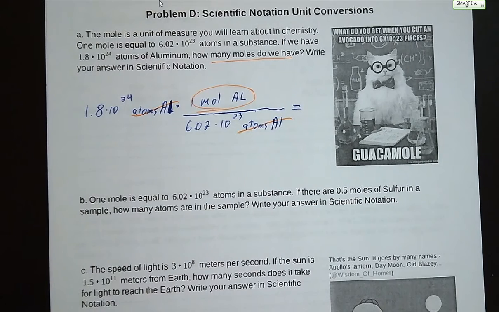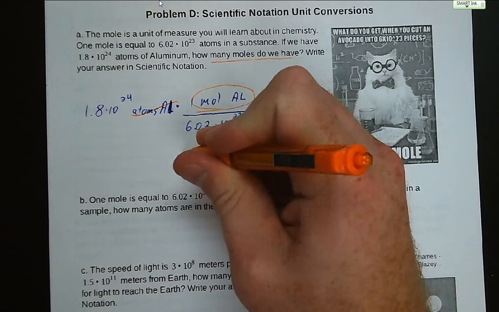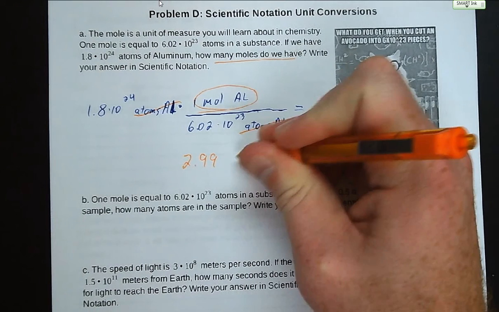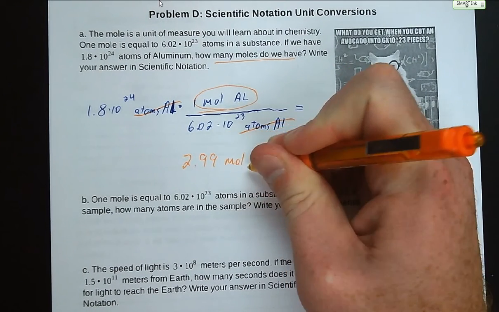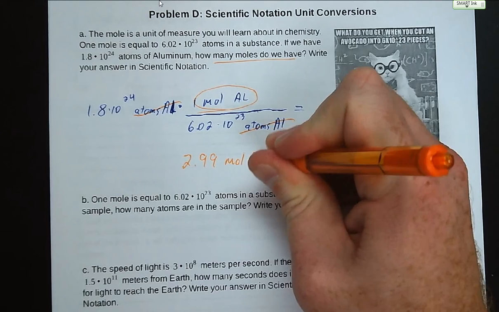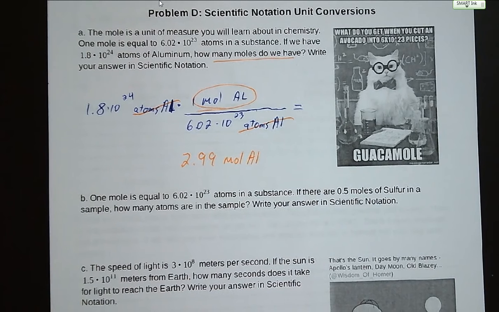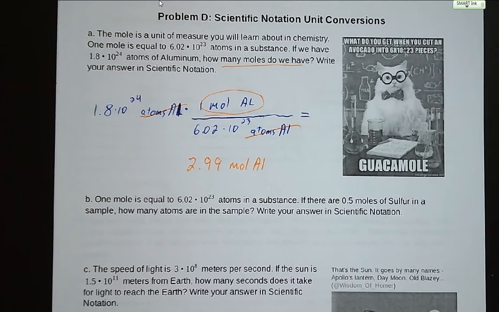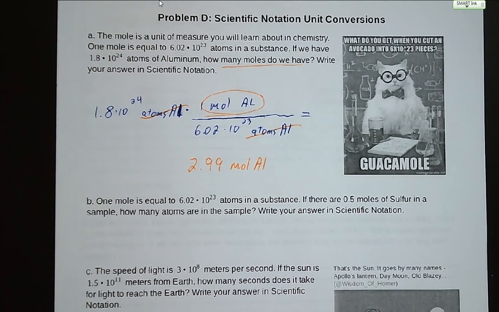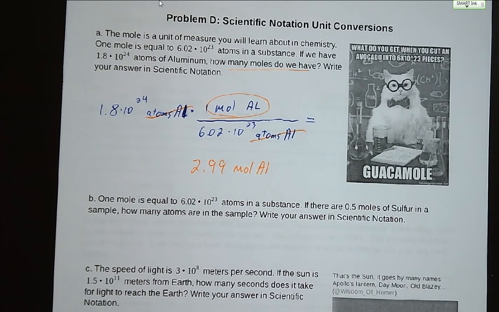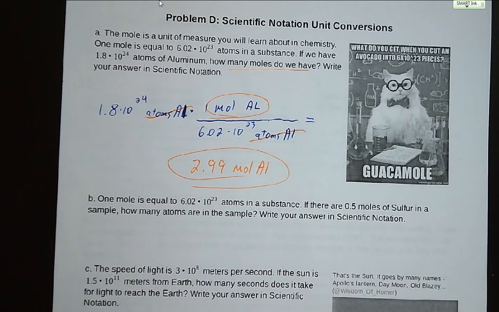All right, so that is 2.99 moles of aluminum. Now, chemists are lazy, and they abbreviated mole, which was already a 4-letter word, to 3 letters by just dropping the E. It is what it is. All right, so that's our answer for question A.